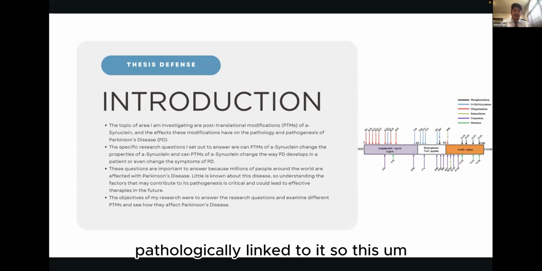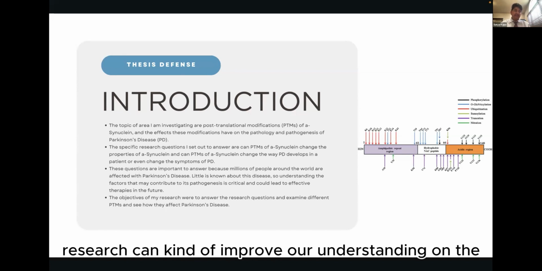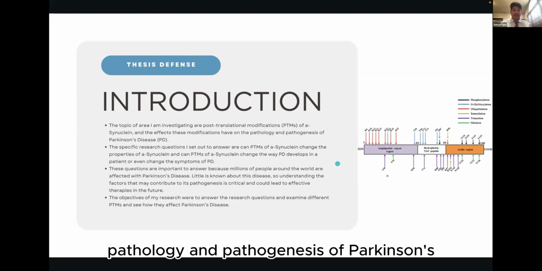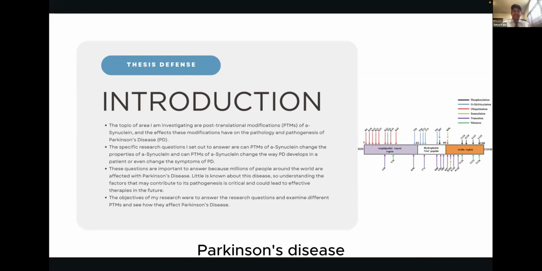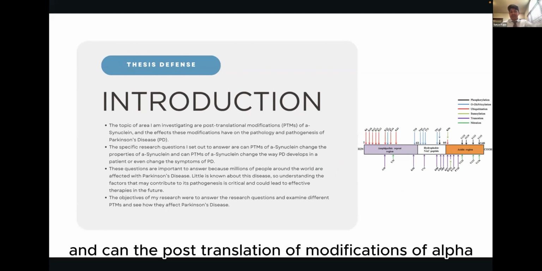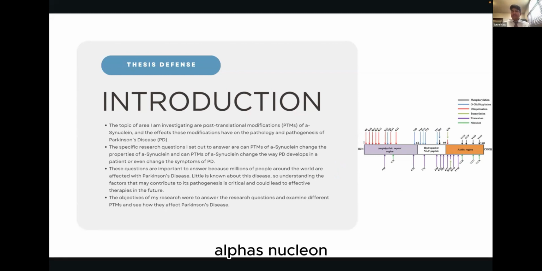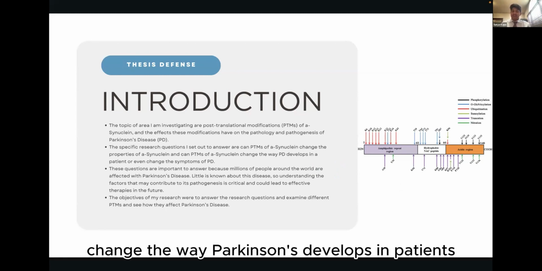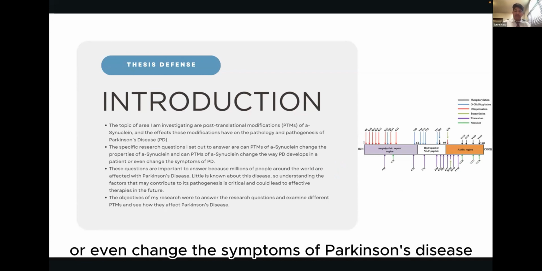So this research can improve our understanding of the pathology and pathogenesis of Parkinson's disease with respect to alpha-synuclein. The specific research questions I set out to answer are: can post-translational modifications of alpha-synuclein change the properties of alpha-synuclein, and can the post-translational modifications of alpha-synuclein change the way Parkinson's develops in patients or even change the symptoms of Parkinson's disease?